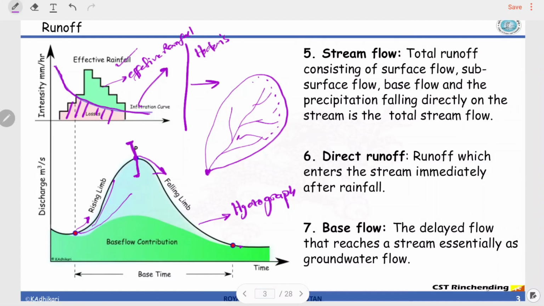But if we look deeper into this hydrograph, it is composed of two parts. One is the base flow and another one is the direct flow, or direct runoff. Whatever we see on the surface is what we call direct runoff. This rainfall gets into the stream and then starts to flow here. That is what you can see visually, right?